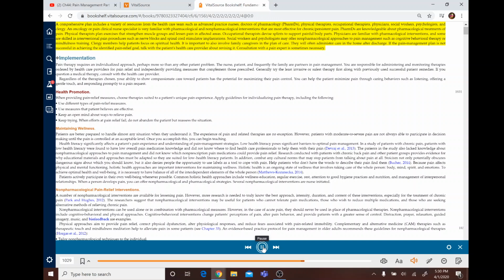It is important to also involve family caregivers in the plan of care. They will often administer care in the home after discharge. If the pain management plan is not successful in achieving the identified pain relief goal, talk with the patient's healthcare provider about revising it. Consultation with a pain expert is sometimes necessary.